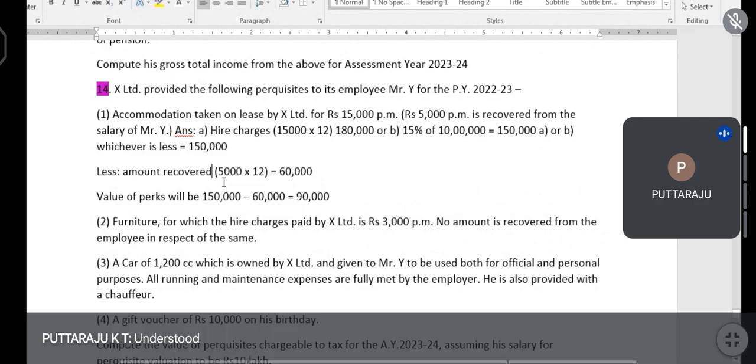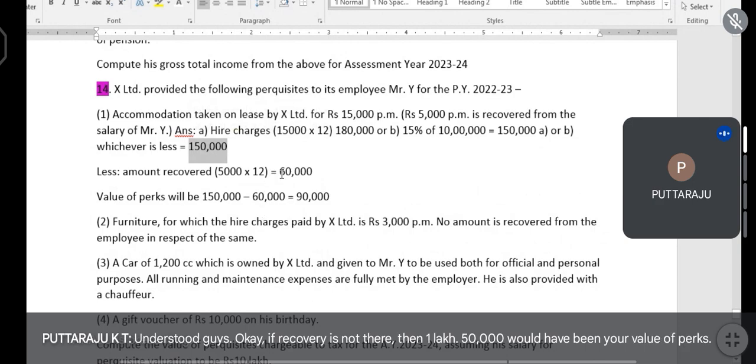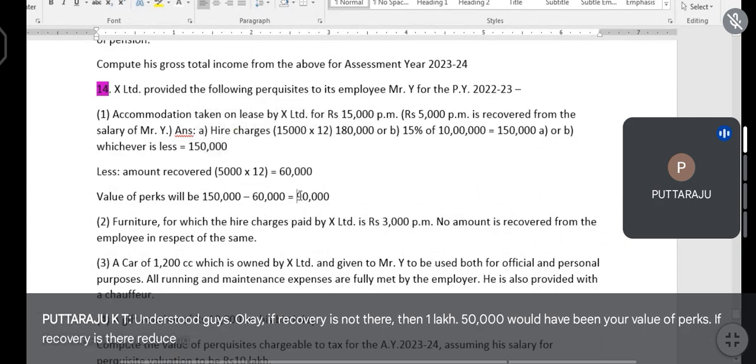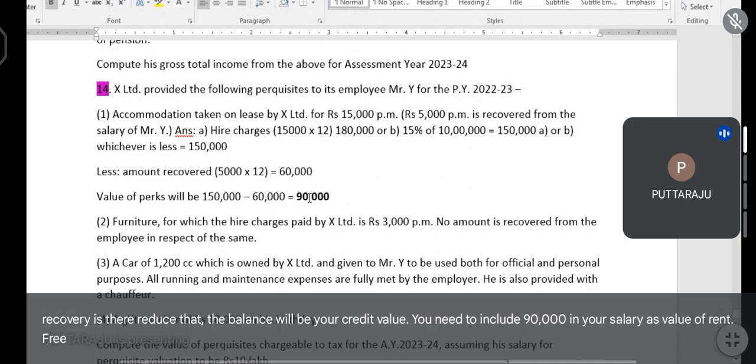Understood, guys? Yes, sir. Okay. If recovery is not there, then 1,50,000 would have been your value of perks. If recovery is there, reduce that. The balance will be your perquisite value. You need to include 90,000 in your salary as value of rent-free accommodation. Okay. Next line.